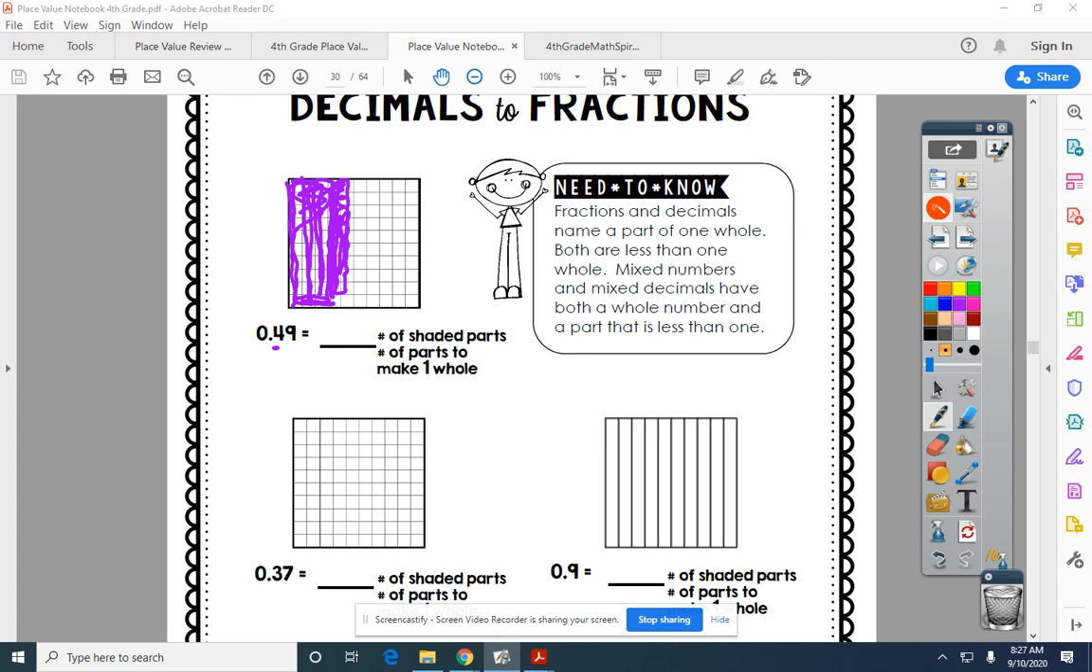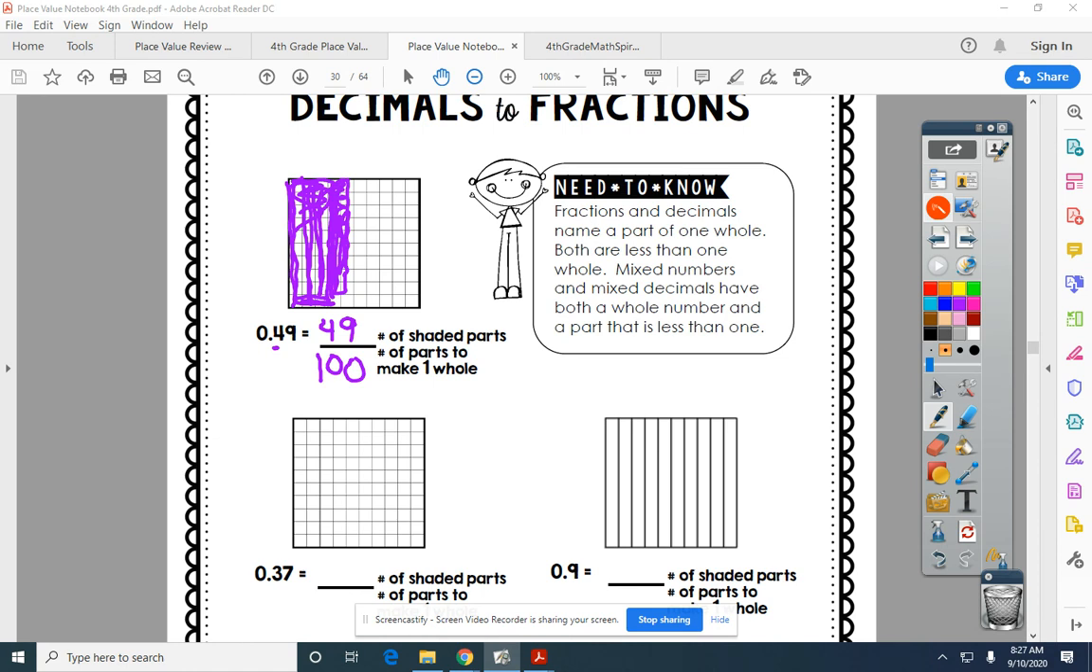Now they're kind of helping you out here. This says, do you even know what this symbol means right here? It's a hashtag. Okay, number. So this means number of shaded parts. How many parts did we shade? 49. We shaded 49 parts, right? Then the bottom says the number of parts to make a whole. How many total parts? So 100.